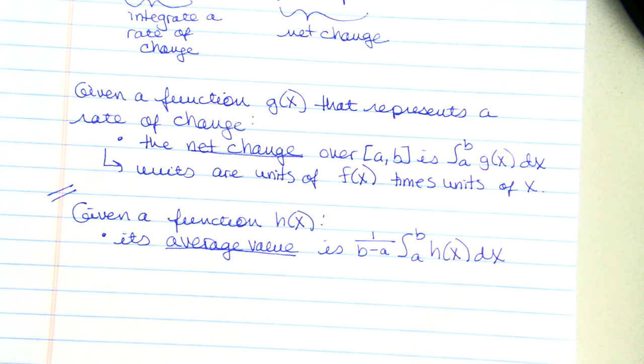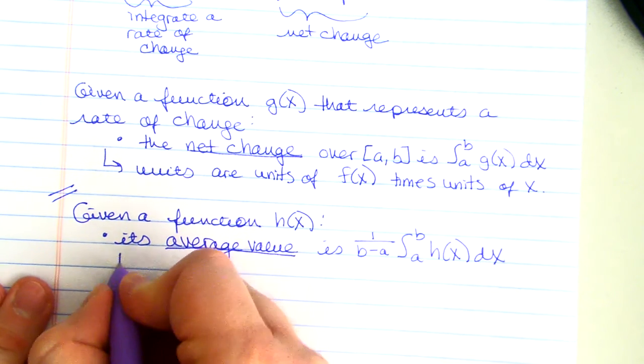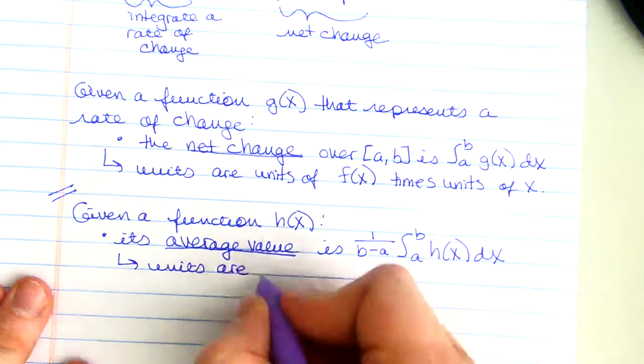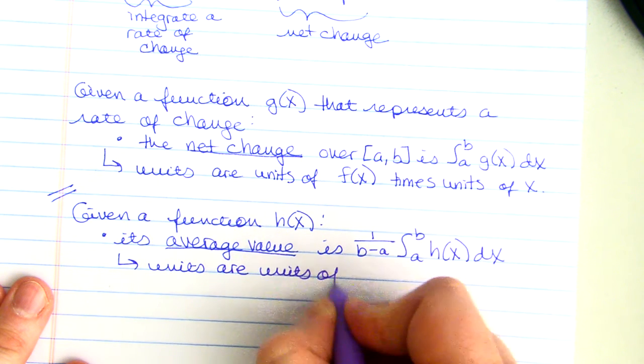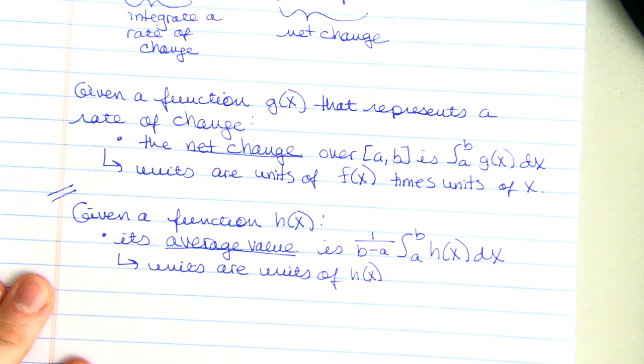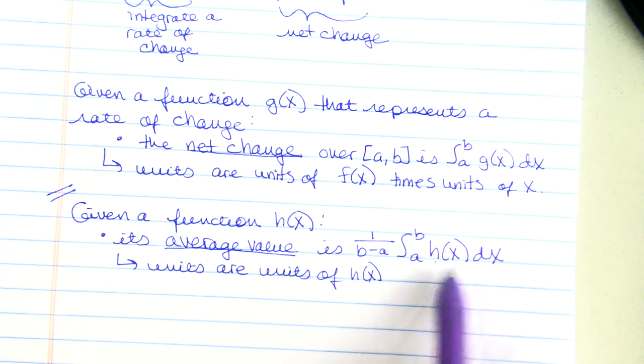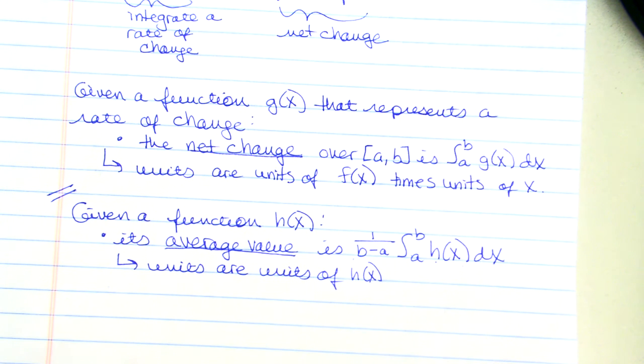The average value of a function is defined by the integral of that function from a to b with a 1 over b minus a out front. The units are, actually they're just going to be the units of h. Why? Well, you integrate, you're going to get units of h times the units of x. But because of this thing, you're going to divide by the units of x. So you're just going to get, well, the units of h of x. The x's kind of cancel out. Get this in the notes, and then we're going to take a look at the packet.